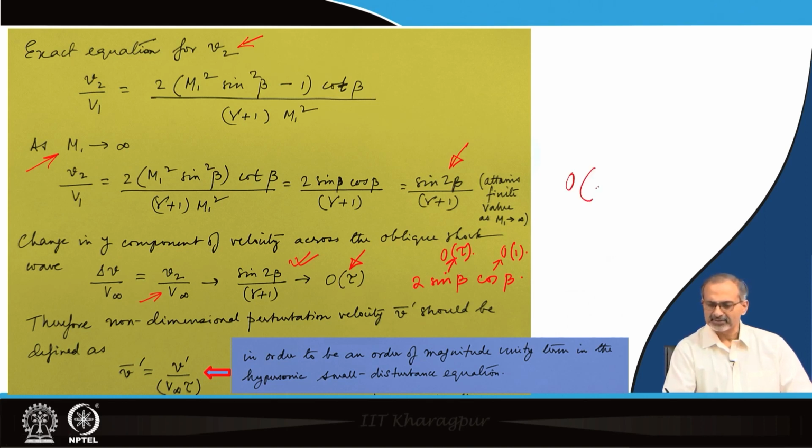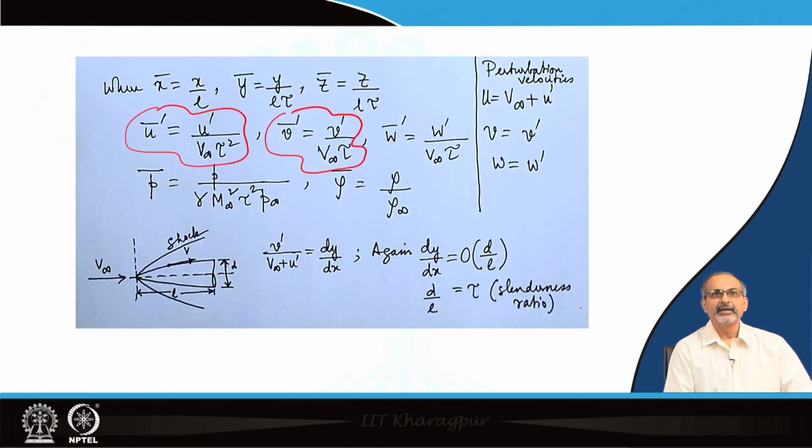We often refer to such small quantities as order epsilon quantities. Therefore, the non-dimensional perturbation velocity v bar dash should be defined as v dash by v infinity tau in order to create an order of magnitude unity term in the hypersonic small disturbance equations. Therefore, it is justified to define it this way.